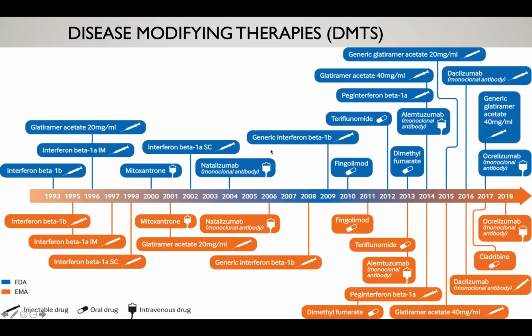This diagram is only for information. It is really good in identifying the disease modifying agents, when they were discovered through the years until 2018, what the route of administration is, and what the names of the drugs are. So it's good, but it's not required from you to memorize it.